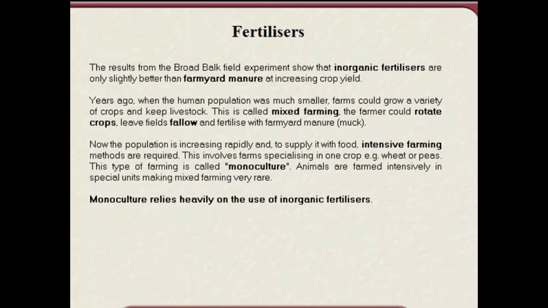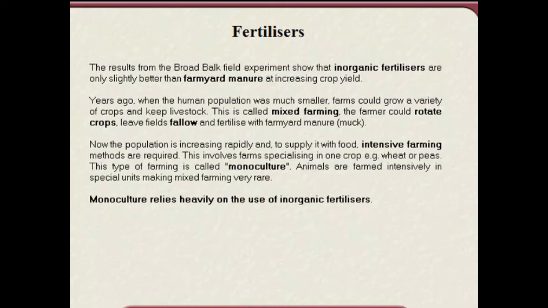Fertilizers. The results from the Broad Balk Field experiment show that inorganic fertilizers are only slightly better than farmyard manure at increasing crop yield. Years ago, when the human population was much smaller, farms could grow a variety of crops and keep livestock. This is called mixed farming. The farmer could rotate crops, leave fields fallow, and fertilize with farmyard manure.